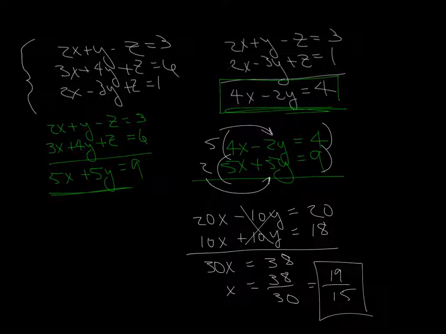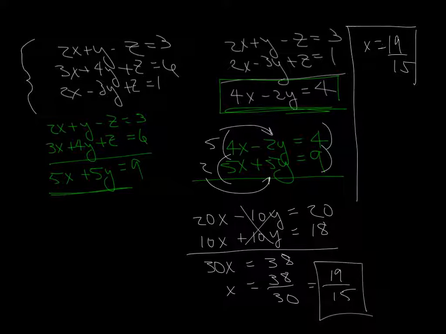So, let's see, I'm going to put x equals 19 over 15 up here, just so it's there. And I can continue on, and then I'm going to look for a y, and then I'm going to look for a z. Probably all going to be fractions, though, the way it looks. And we will finish this in the next video, since I'm almost at 15 minutes.